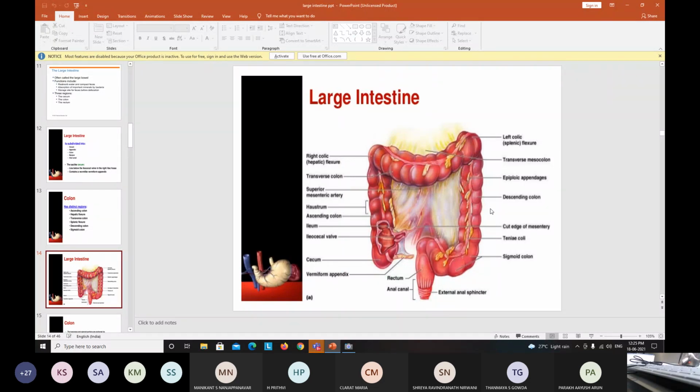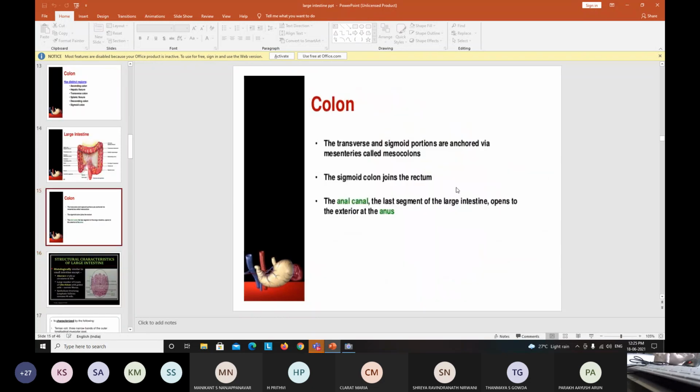Taenia coli is divided into anterior, posterior and inferior. Anterior is called Taenia libera. Posterior medial is called Taenia mesocolica, and posterior lateral is called Taenia omentalis. You have to remember these 3 names in Taenia coli. Now, come to the next slide.